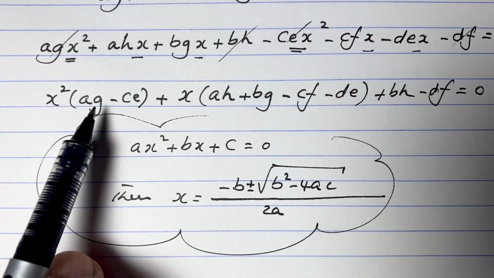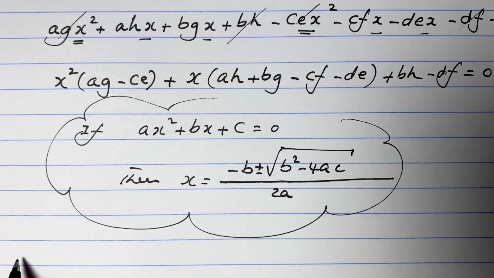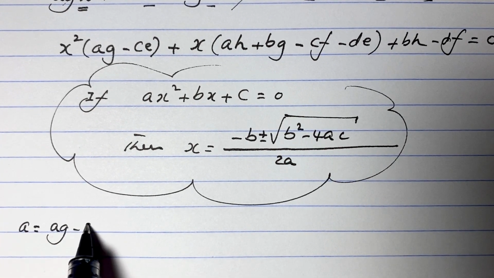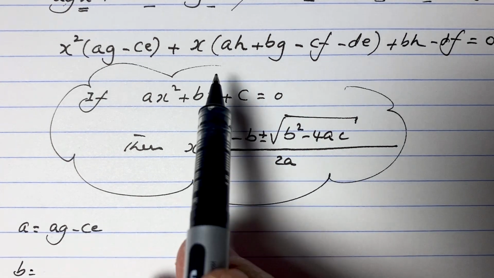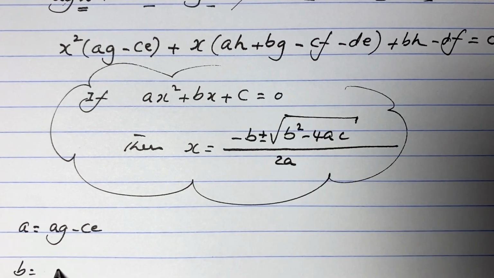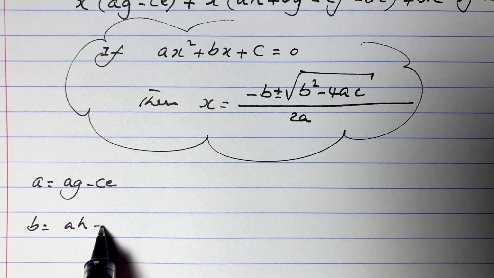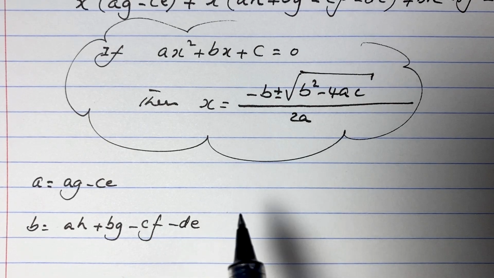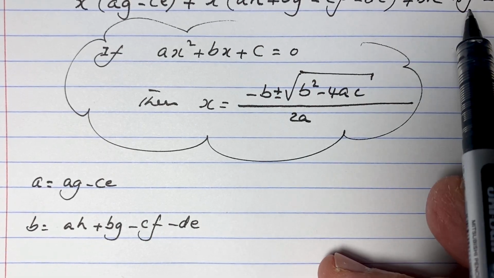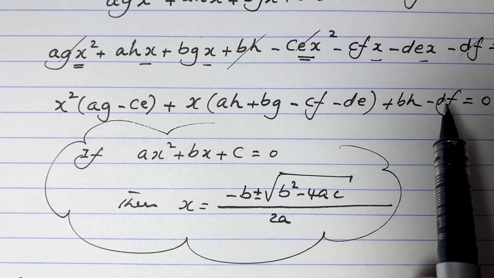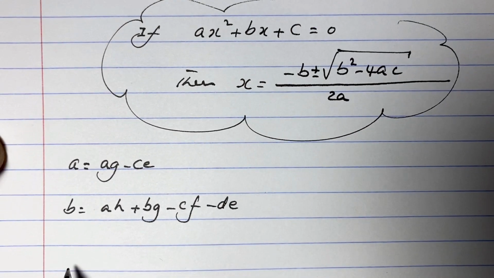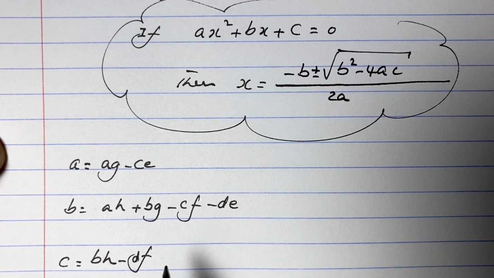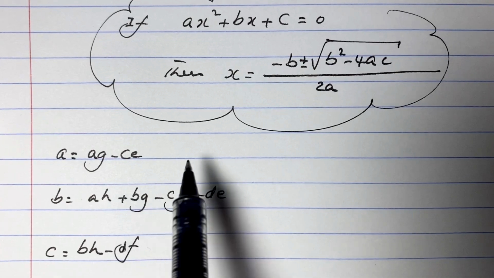a is the coefficient of x squared. So here my a equals ag minus ce. My b would be these four terms, which is ah plus bg minus cf minus de. And my c, the constant, is bh minus df. And I need to fit these in that formula here.